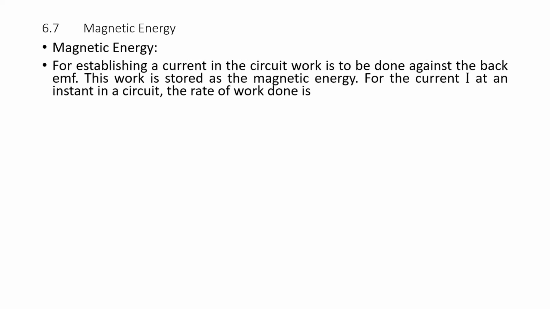Magnetic energy. For establishing a current in the circuit, work is to be done against the back EMF. This work is stored as the magnetic energy. For the current I at an instant in a circuit, the rate of work done, dW by dt, work done per second, is equal to E into I, the EMF into the current, where I is the current.